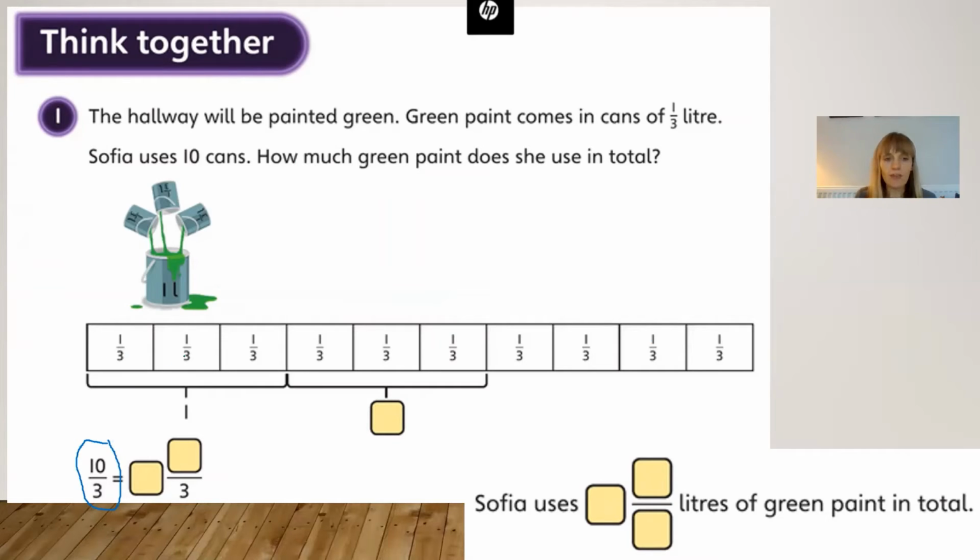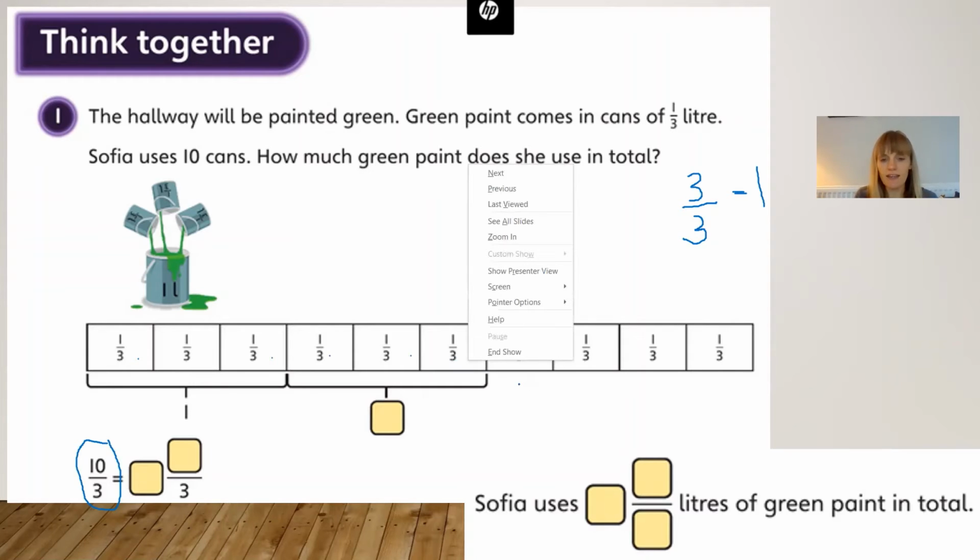We know that 3/3, in order to get 1 whole, we must have 3/3 like this, so that it's the same as a whole: the numerator and the denominator are the same. So if we have 3/3, that is the equivalent, or the same as, 1 whole. Here it's showing this is 1 whole because it's got 1, 2, 3. This is another whole, 1, 2, 3. This is another whole because there's another 3 to there, and then there's 1 left over.